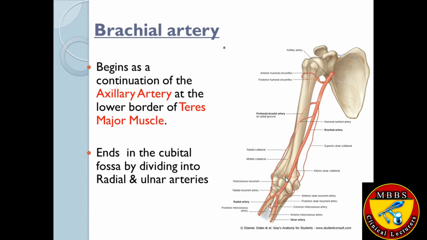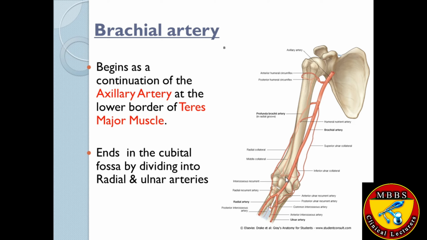We have discussed the three muscles: coracobrachialis, biceps brachii, and the third is brachialis. All of them are supplied by musculocutaneous nerve. Now we are going to move to the neurovasculature, which is present in the anterior compartment of the arm.